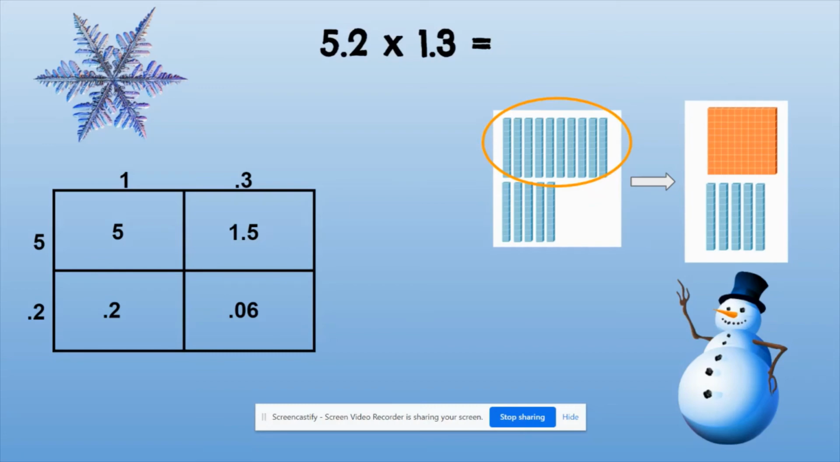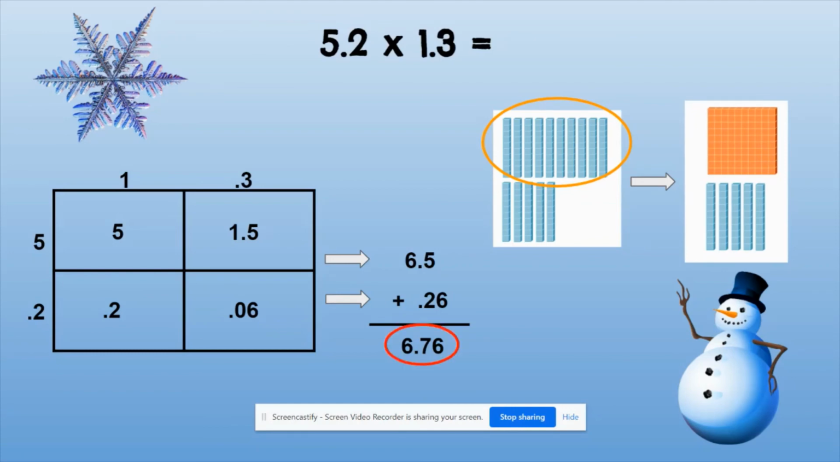Now to get my final answer, I need to add up each of my rows or each of my columns to find the total. Today I'm going to add my rows across. So 5 plus 1 5/10 is the same as 6 5/10. 2/10 plus 6/100ths is the same as 26/100ths.